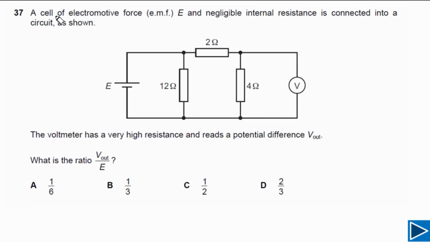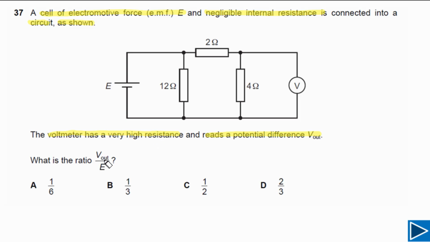For question number 37, we are given a cell of electromotive force capital E and negligible internal resistance connected into a circuit as shown in this figure. The voltmeter has very high resistance and reads a potential difference V out. Very high resistance simply means that this is an ideal voltmeter and no current will pass through it. Simply we can ignore that.